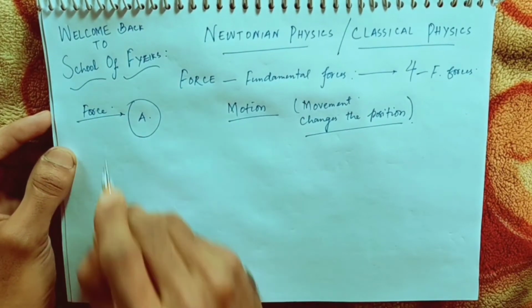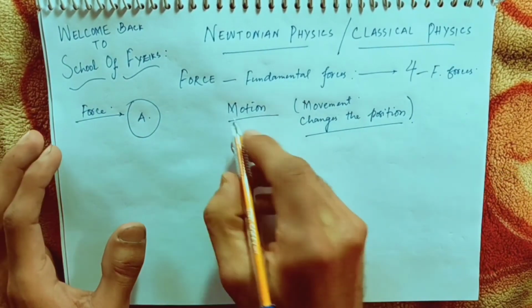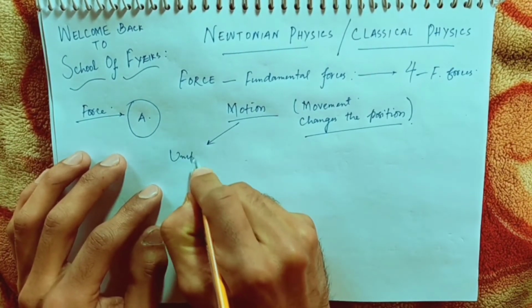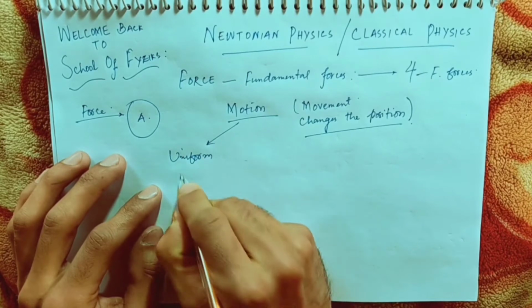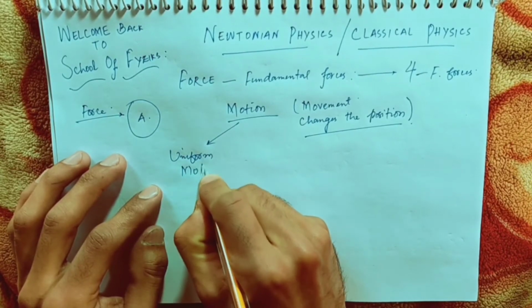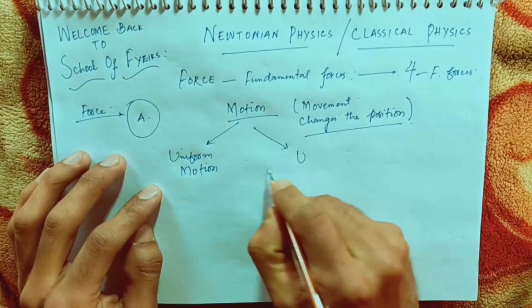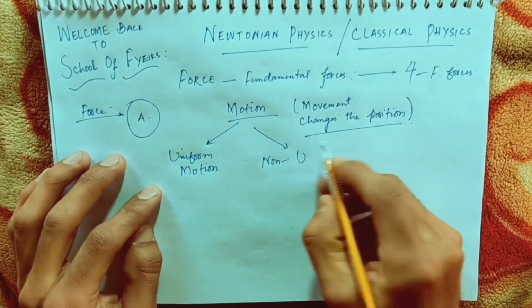So we have two kinds of motion here: the uniform motion, and another, the non-uniform motion.